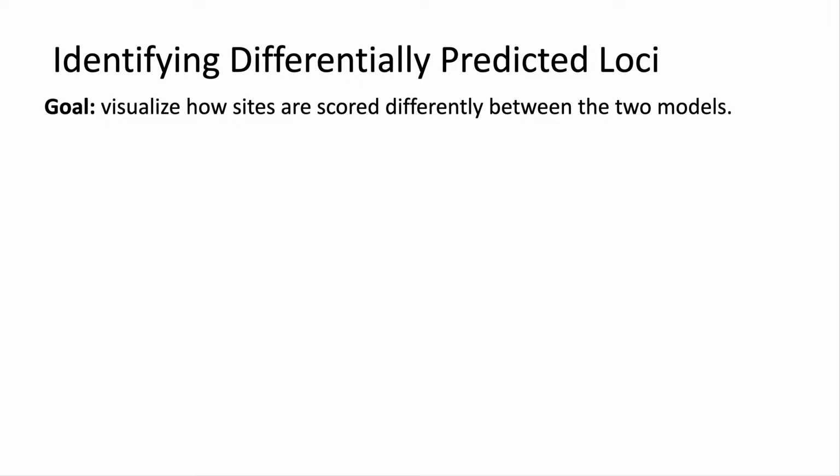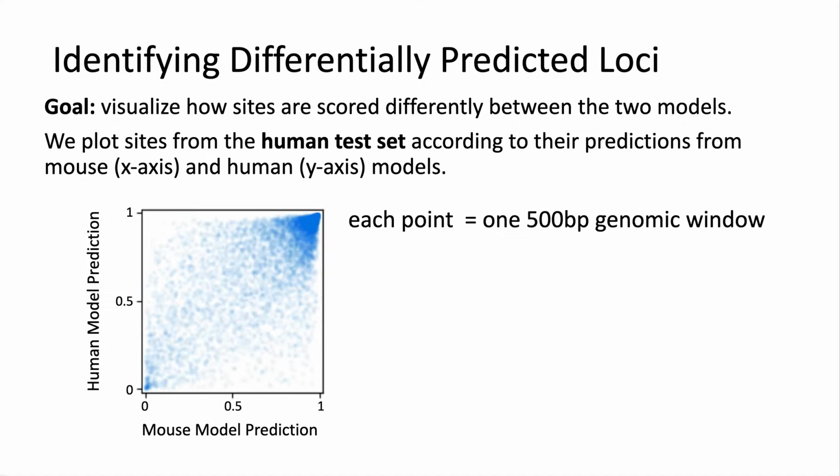So what we're going to do is try to figure out which loci are being differentially predicted between the two models. We're going to do that by visualizing individual sites that are scored differently. So we're going to create plots that look like this. On the x-axis, I'm going to put the prediction that the mouse model gives for a site, and on the y-axis, I'm going to put the prediction that the human model gives for a site. We're going to plot all of the sites in the human test set this way.